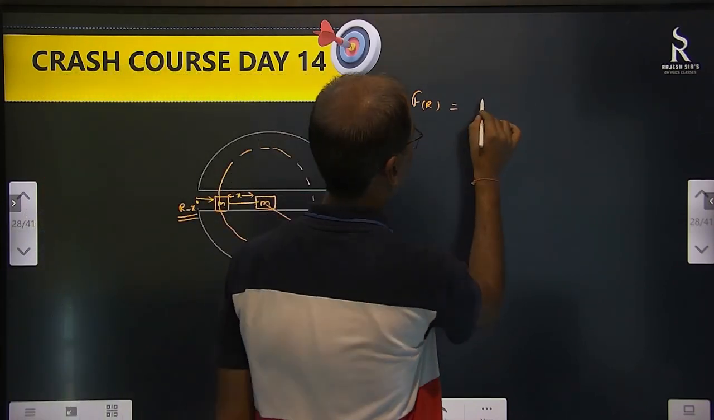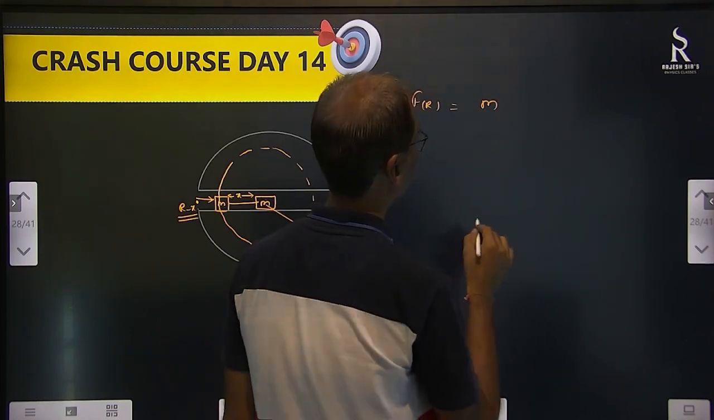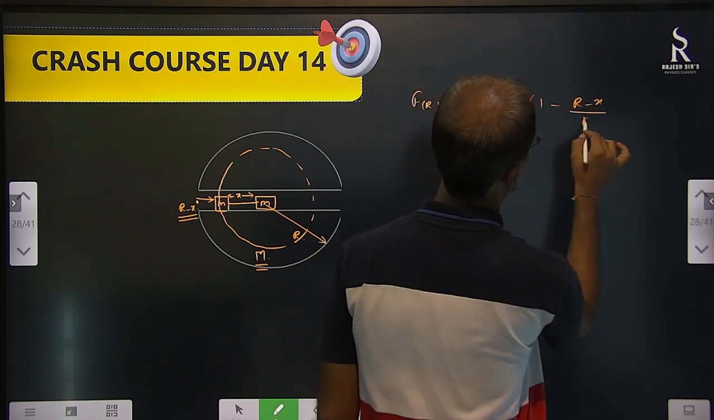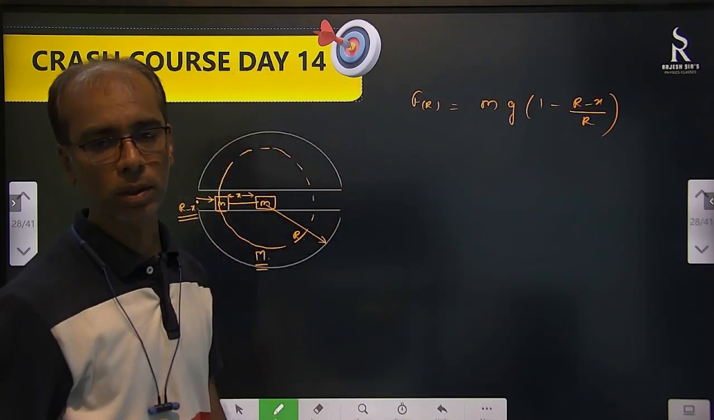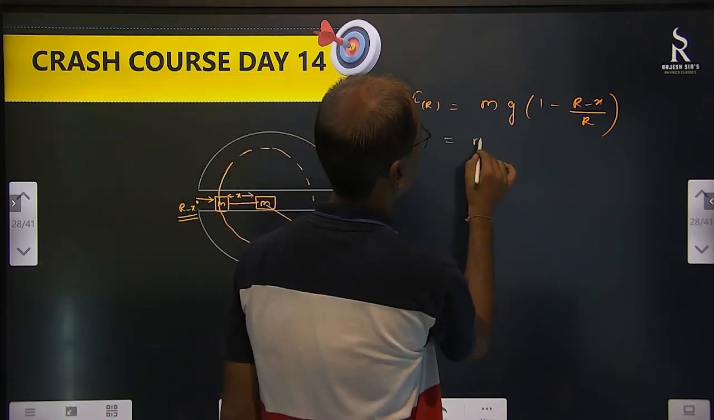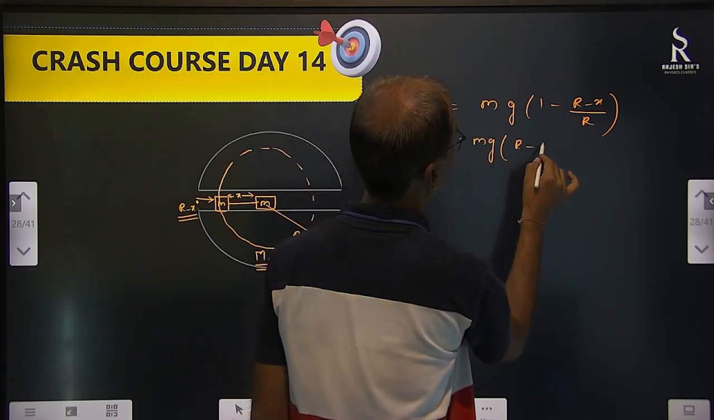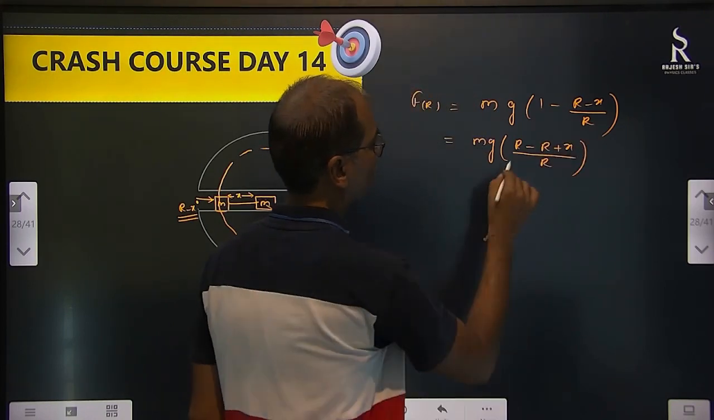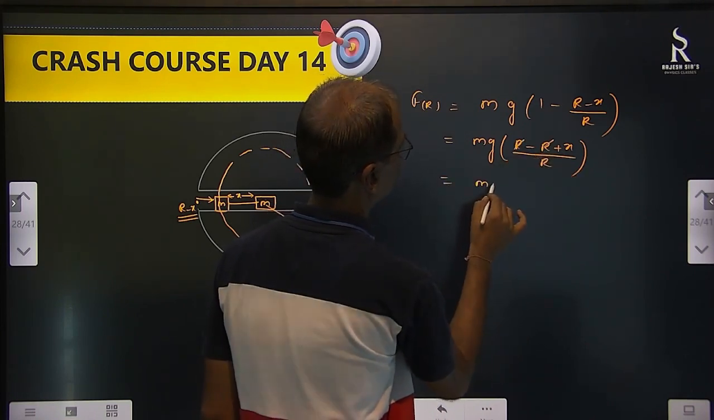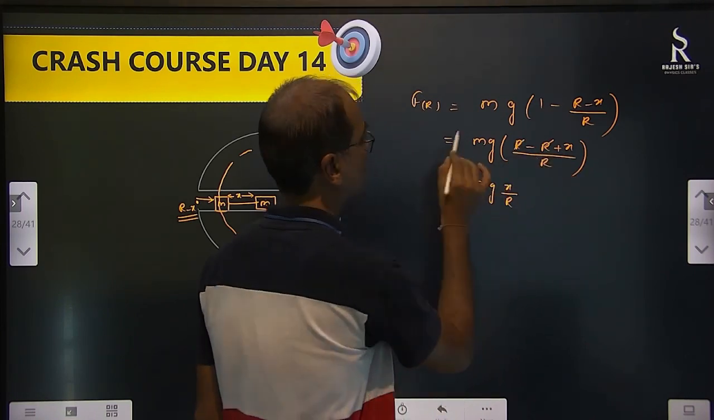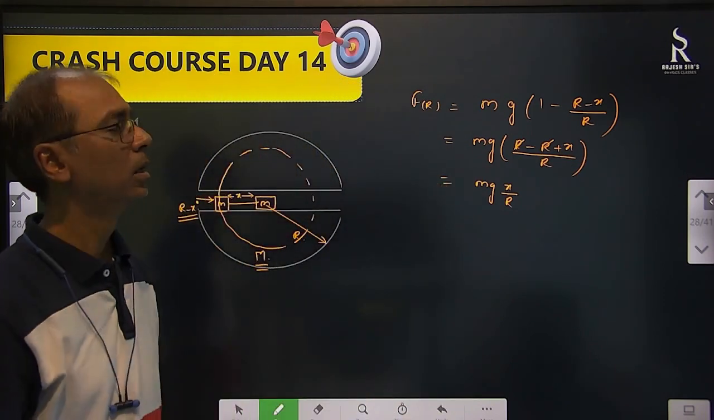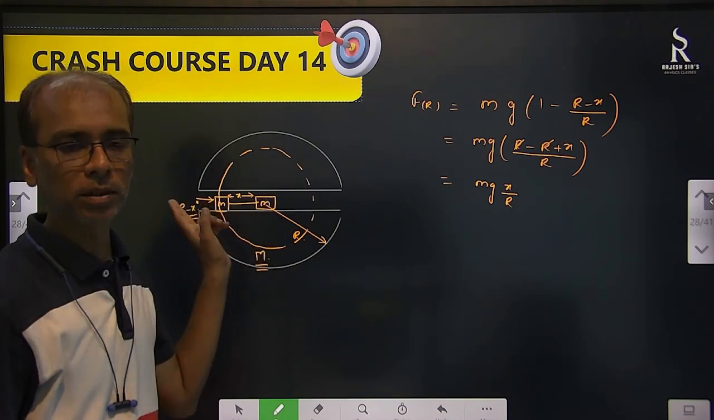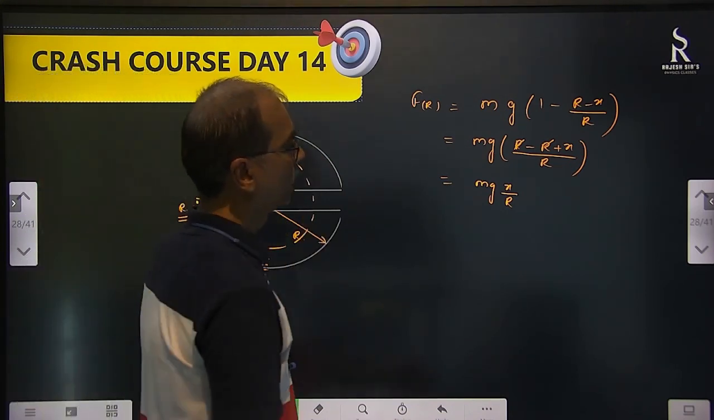So mass into acceleration due to gravity. What is it? mg into 1 minus (R minus x) by R. That's it. Then what? Just solve it. mg (R minus R plus x) by R. Am I right? I think so. This is cancelled. So mg x by R. This is the restoration force. But restoration force is taken negative because it's always opposite to the displacement. You have given displacement like this, restoration force is back. So you can put it negative here.